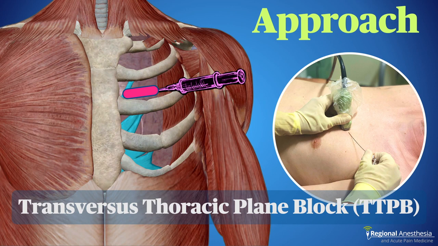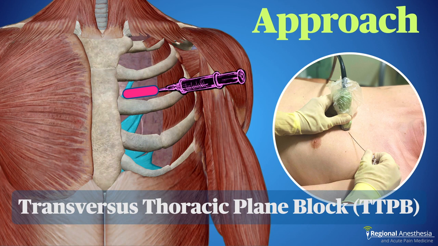Our preferred approach for the transversus thoracic plane block is a little different, and that's because of the presence of the internal mammary vessels that are deep to the intercostal muscle. We need to ensure we see it clearly throughout the block procedure, and capturing it in cross-section using a transverse orientation is the safest way.